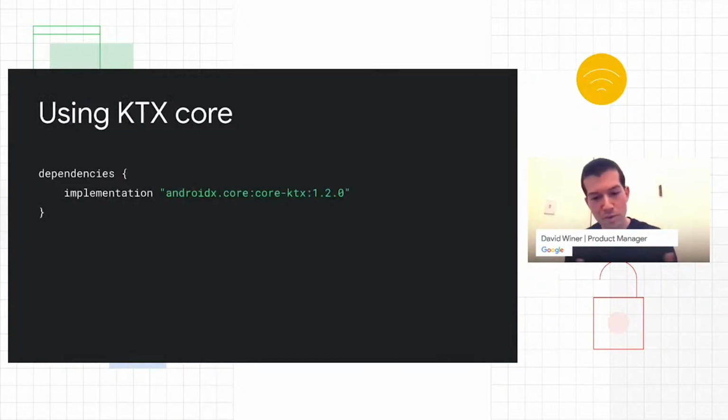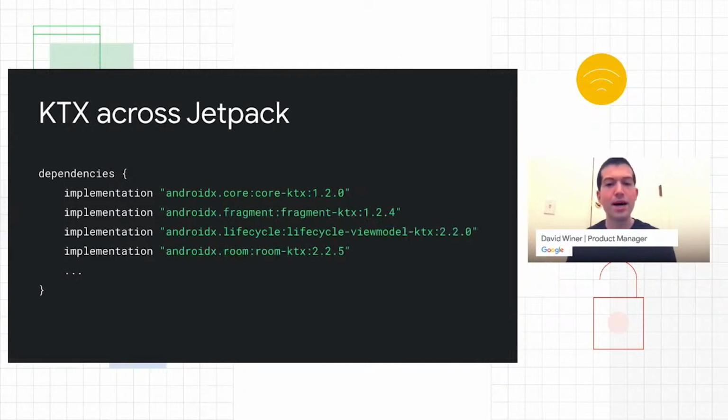So in order to pull in this initial set of KTX, or core KTX, all you have to do is add this one line dependency in your project, and it adds all this nice Kotlin sugar on top of the existing libraries in the Android platform. But there are KTX extensions not just for the core Android platform, but also almost all of the Jetpack libraries that you probably have used, especially if you've gone through the Android code labs. And to add them to your project, you just add the KTX dependency for that library.